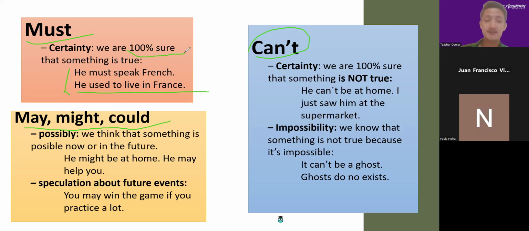For example, he might be at home. He may help you. Él puede que esté o él podría estar en casa. Él podría ayudarte. He may help you. He might be at home. He may help you. Okay, Juan Francisco, Paula, got it?